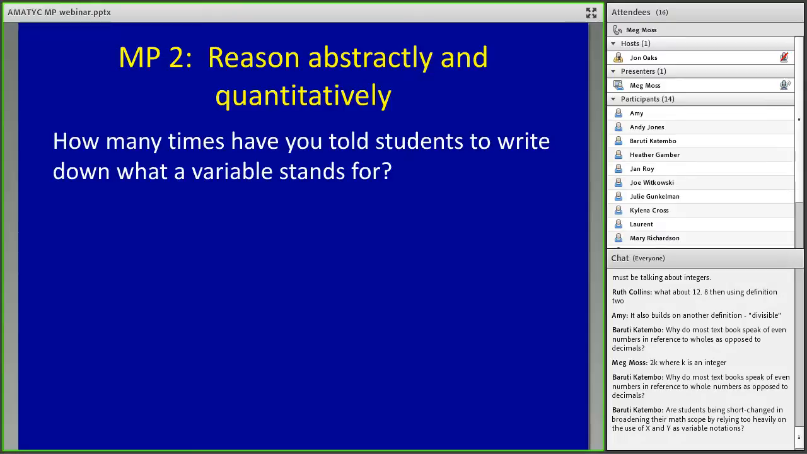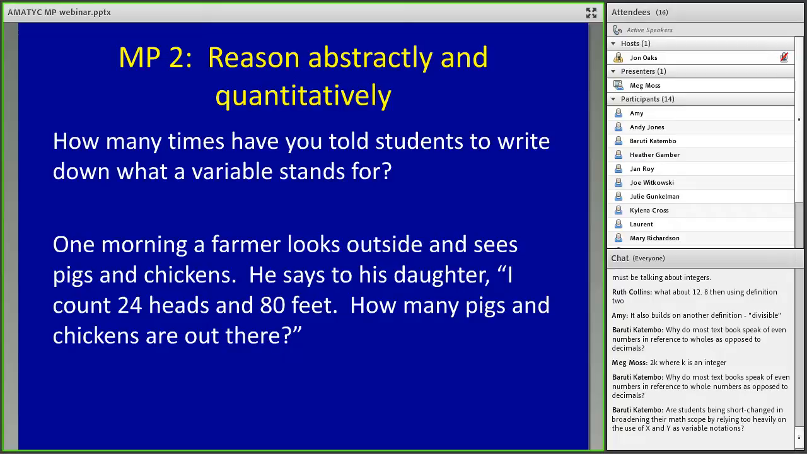And how many times have you told students to write down what a variable stands for, right? X equals whatever, Y equals whatever. So that's a big key in decontextualizing something. You have the context, and then you write the algebraic equation to decontextualize it, but then you always have to put it back into the context.